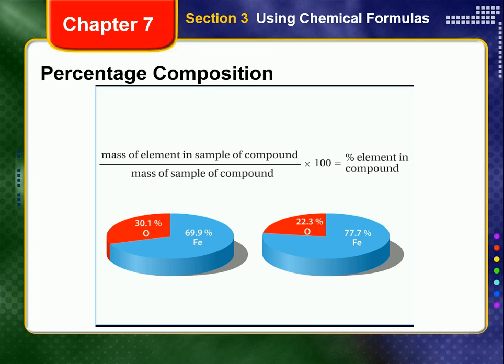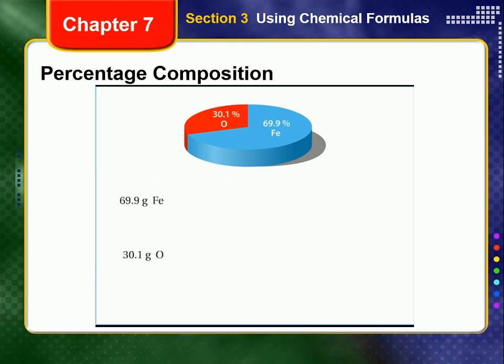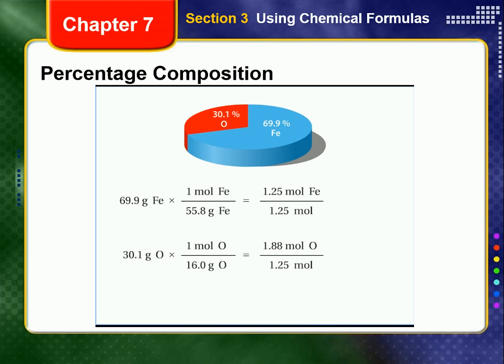The percentage composition can be used to find the empirical formula of an unknown compound. For example, we discover that an unknown compound is 69.9% iron by mass and 30.1% oxygen. If we took a 100-gram sample of this compound, 69.9 grams of it would be iron and 30.1 grams would be oxygen. We can convert this to moles and divide both by the smaller number of moles. This gives us the relative proportions in moles. To find the simplest whole number ratio, we multiply by 2. The empirical formula for this iron compound is Fe2O3.